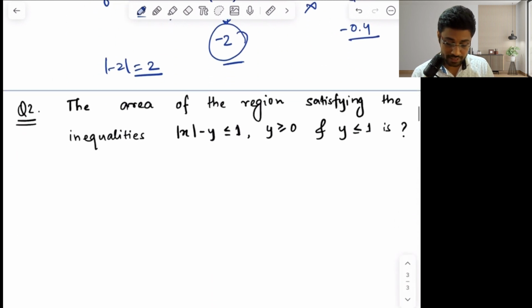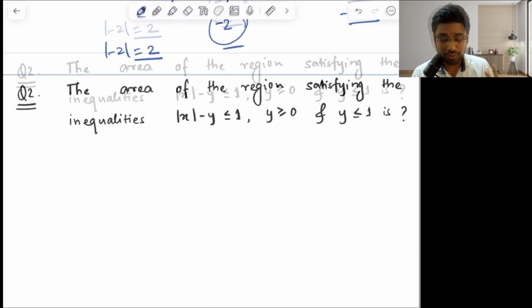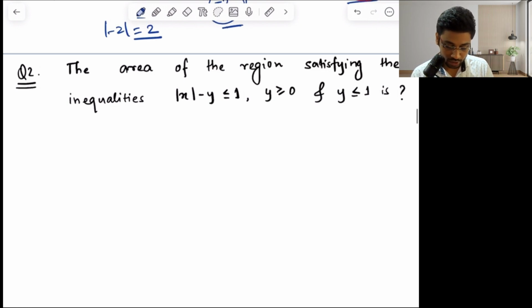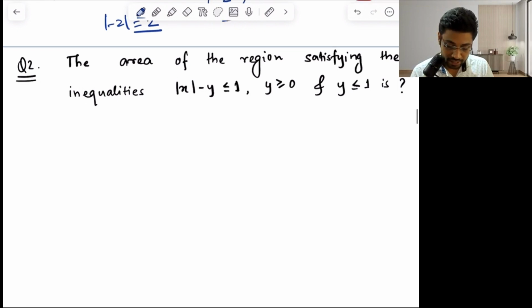Let us go ahead and solve the second question. This is a rather interesting one because it involves a certain sense of handling graphs as well. And that will allow you to solve the question much faster. So let's just see how to solve this one. The question says, the area of the region satisfying the inequalities modulus of x minus y less than or equal to 1, y greater than or equal to 0, and y less than or equal to 1 is.